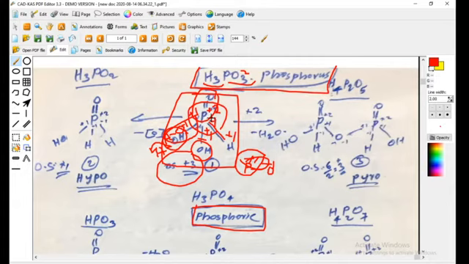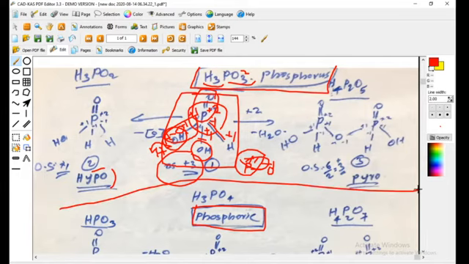From phosphorus acid, when we remove one oxygen atom, we get hypophosphorus acid. These three come under phosphorus acids. Here hypo means one oxidation state less. Here it is plus 3, here it is plus 1. We will discuss how this works also.